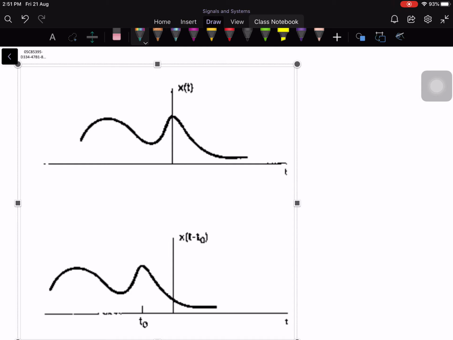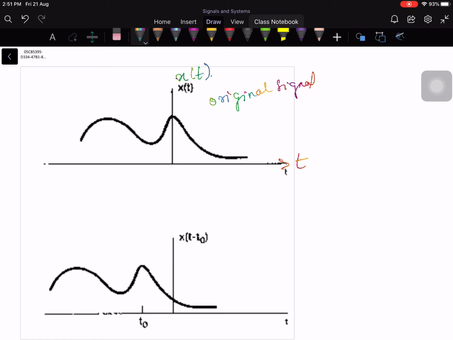This is the original signal, and this one is time. It is a continuous time axis, and this is x of t. Now I am moving the signal to the left hand side. Here I am assuming that t naught is less than 0.